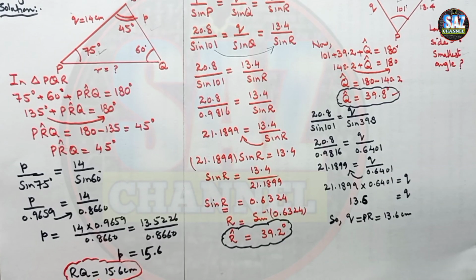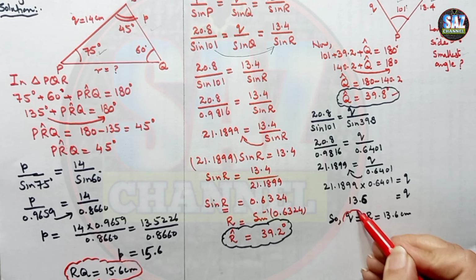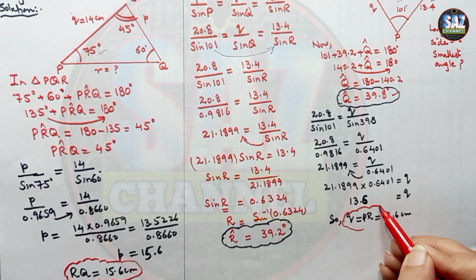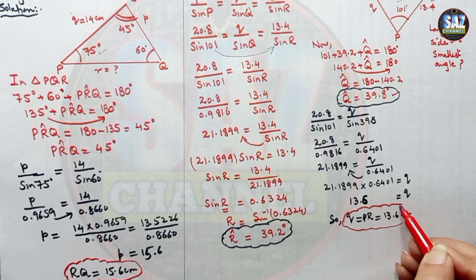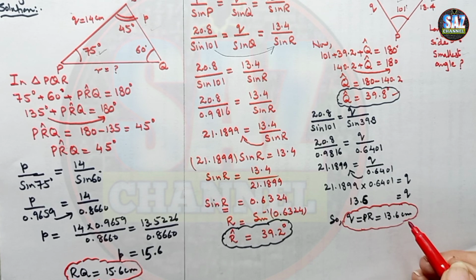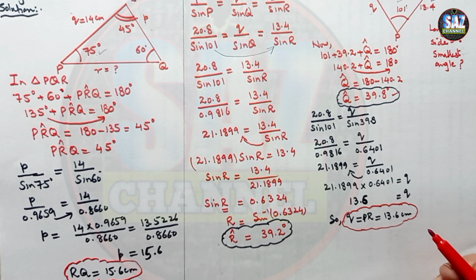I hope you are clear about how we find the unknown angles and sides of oblique triangles. It is a really important part of your examination paper. So you should have a good command of all these concepts so that you can get good marks in your exams.